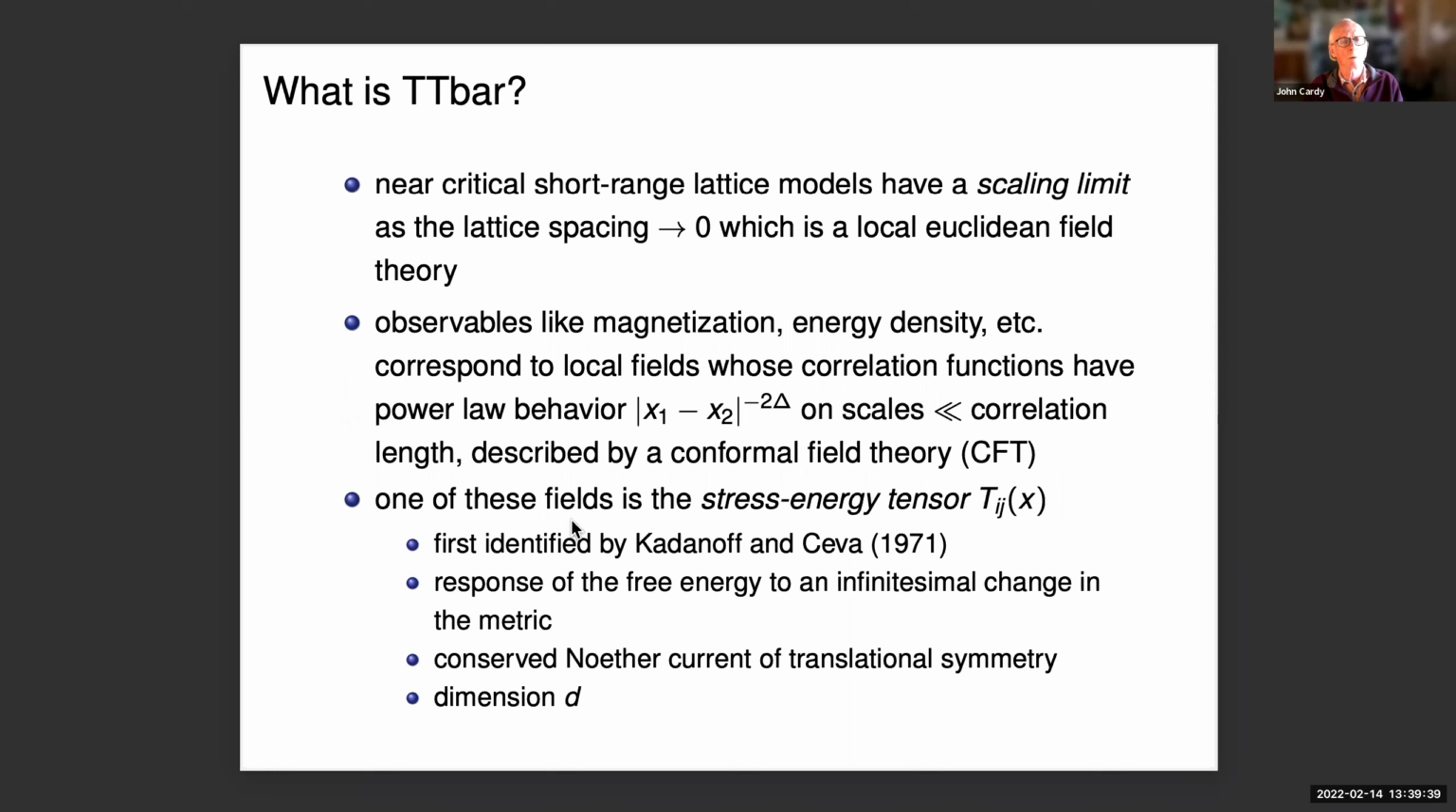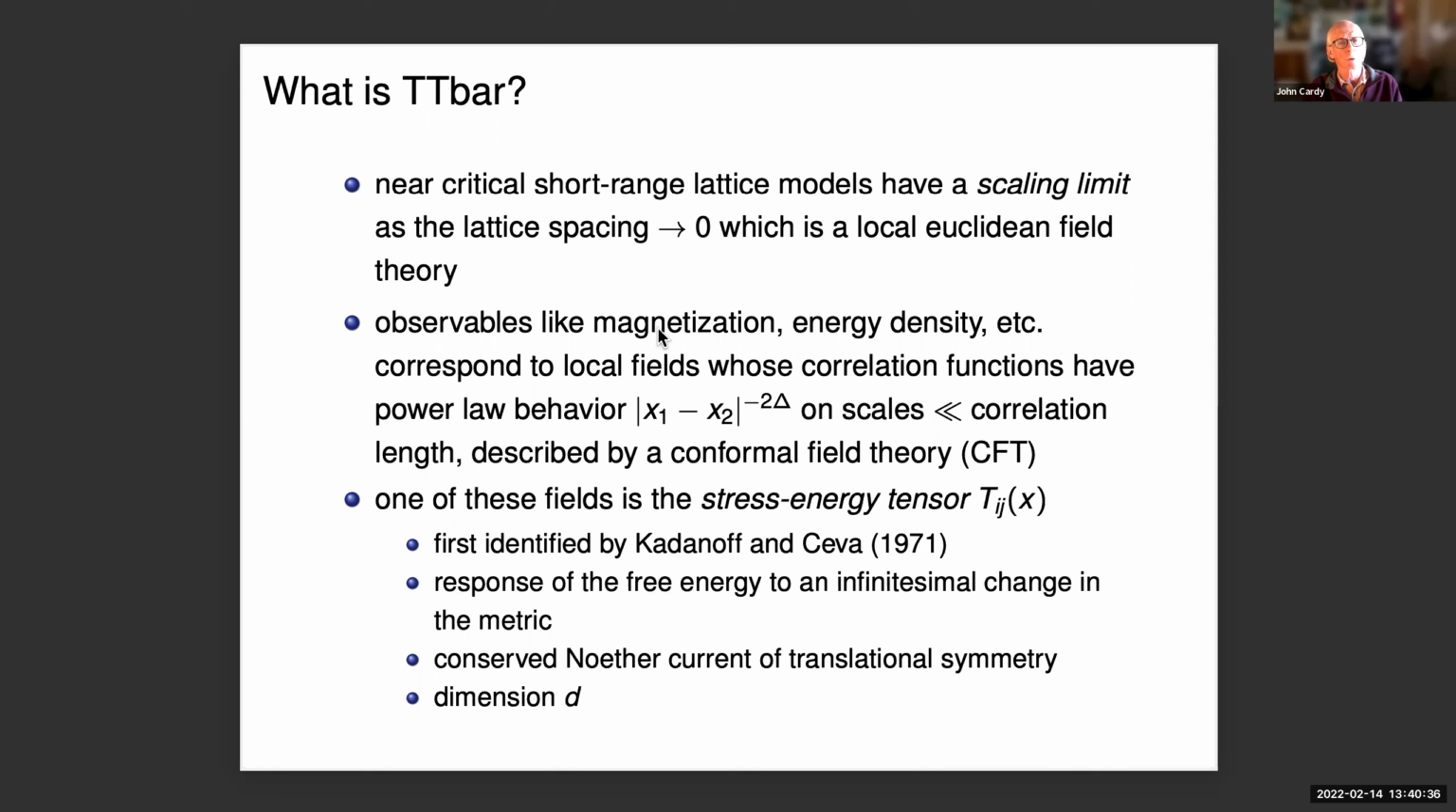So here is a very brief introduction of the way I think about how a quantum field theory emerges out of the scaling limit of a lattice model. This is coming at it from a statistical mechanics point of view, and I'll be working entirely in flat space. So, as you know, if you take a critical short-range lattice model like the Ising model, then you can take the scaling limit as the lattice spacing goes to 0, and it gives you a local Euclidean field theory.